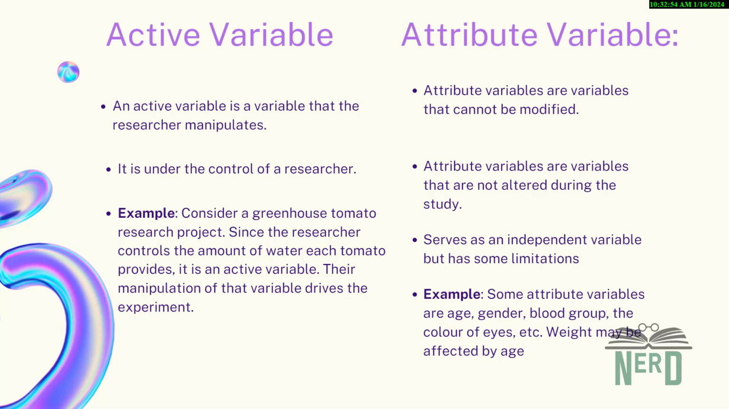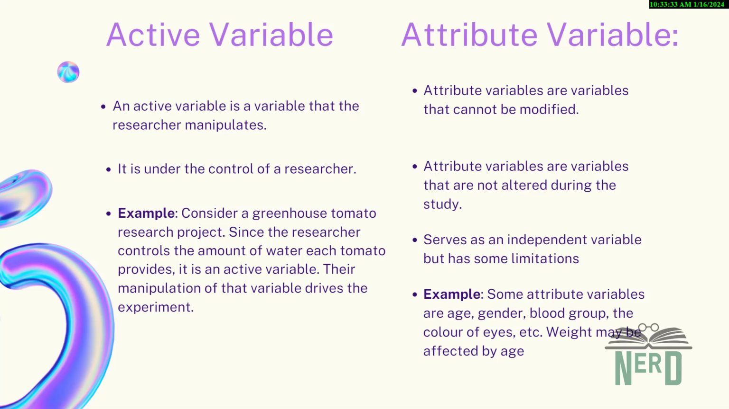And on the other hand, attribute variable. Now think about things you can't really change, like your age or the color of your eyes. In research, we call these attribute variables. They're part of the study, but you can't change or alter them. They just are what they are, but they are still important. For instance, in some studies, you might want to see if age affects how people respond to a new video game. Here, age is an attribute variable, so it's an important part of your study, but you can't change a person's age, right?